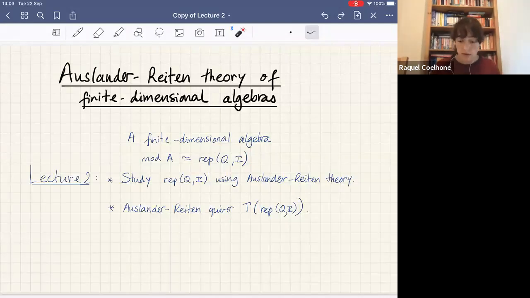For example, I also mentioned yesterday Gabriel's theorem, which classifies representation finite hereditary algebras. So when the algebra is a path algebra of a Dynkin quiver, these have a finite number of indecomposable modules, and this quiver will give a complete picture of the module category for those algebras. And hopefully, with what I'm going to explain today, with this theory, we're going to be able to construct those quivers. We're going to be able to create a complete picture for this category.